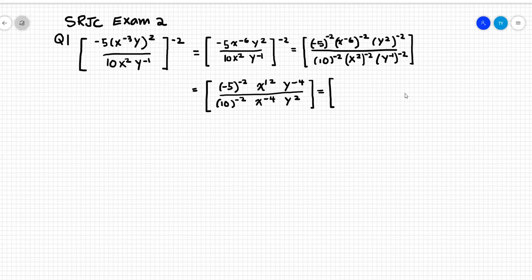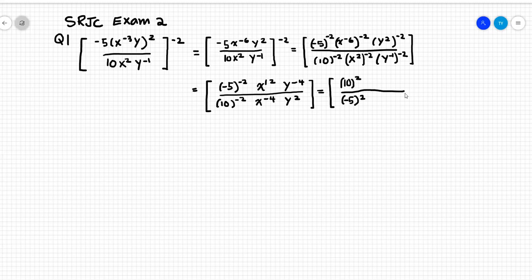So if you look at the minus 5 to negative 2, I have a negative 2 there. So I'm going to bring it to the bottom. Then I'm going to make it positive. So I have minus 5 to the square. And then same thing for the 10 to the minus 2. So since I have a minus 2 at the bottom, I'm going to bring it to the top and make it positive. So that would be a 10 to the square.